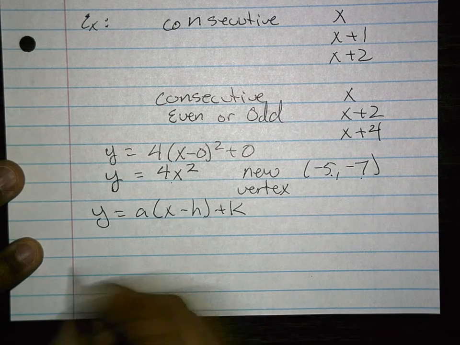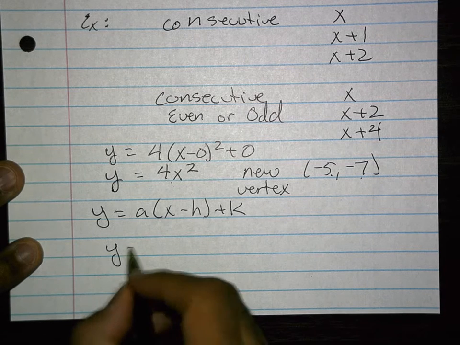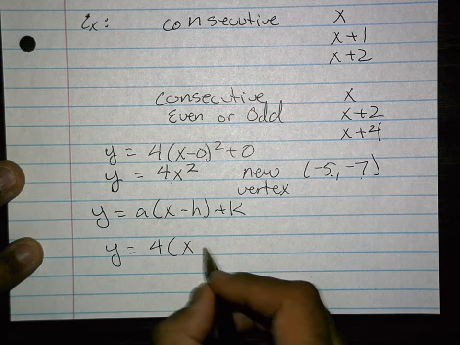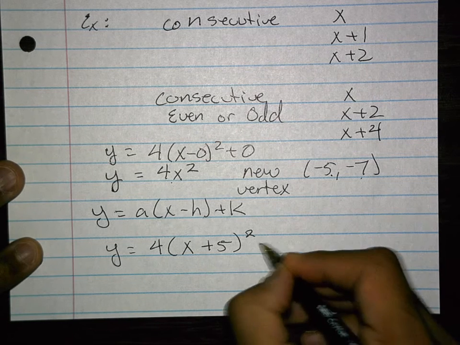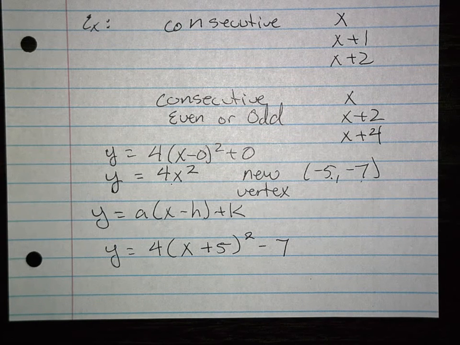And so the actual answer for this one will be y equals 4 times x plus 5, remember the sign changes inside, squared minus 7. Okay, minus 7.